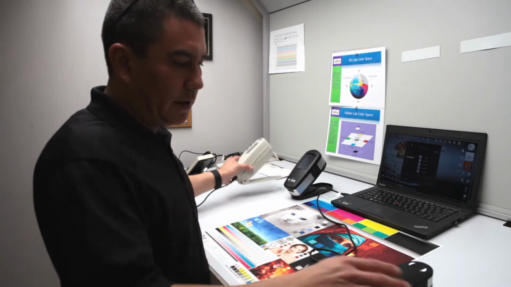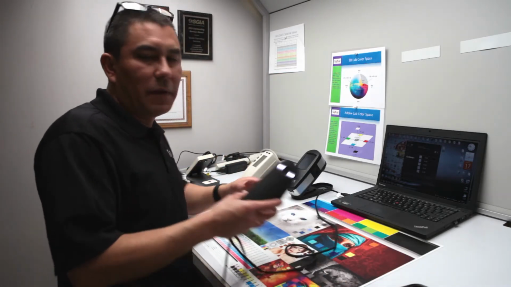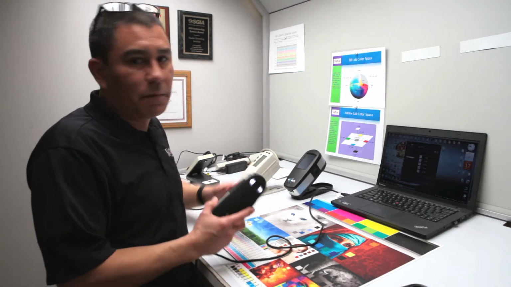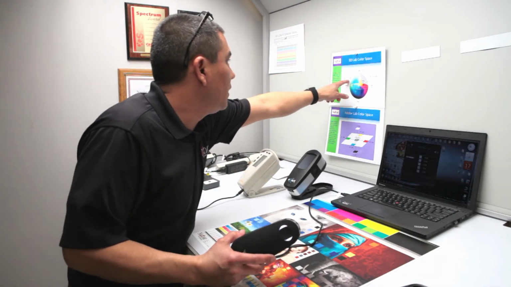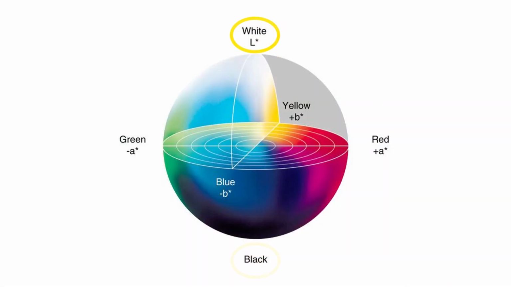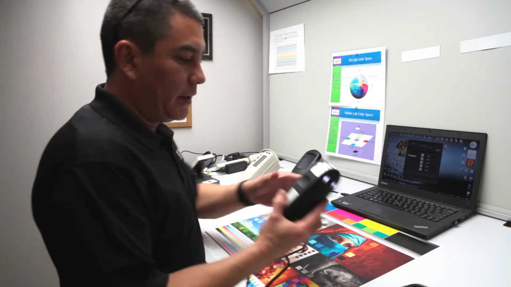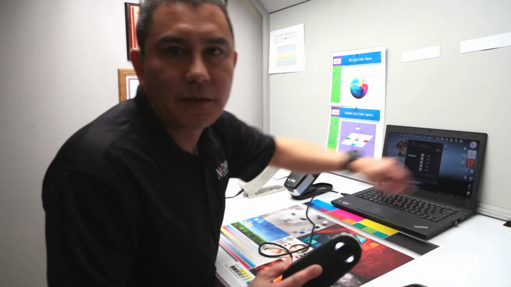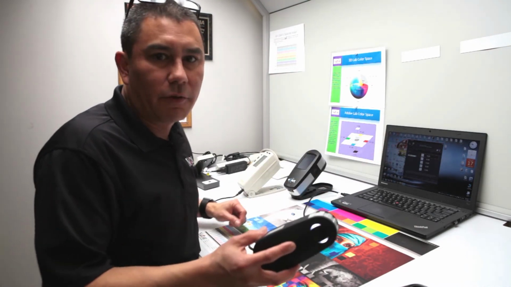Only reads density. This is an example of a spectrophotometer that reads color. It reads the spectral value, which is an LAB value right here in the LAB color space. So lightness, darkness, more green, more red, more yellow, or more blue in LAB. But this device does not have a display. It needs to be tethered to a computer with software.